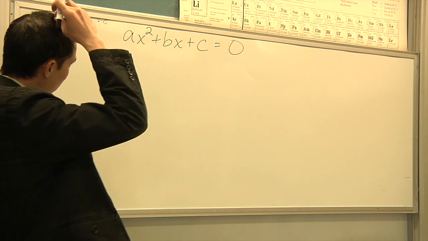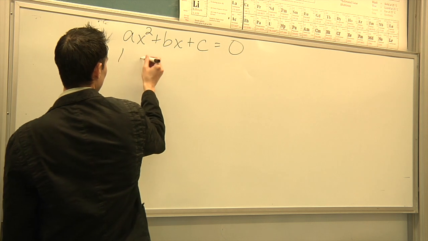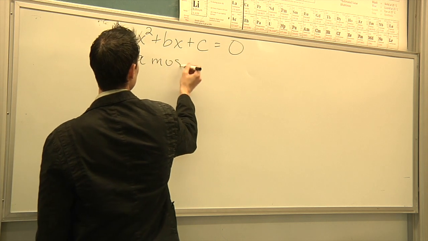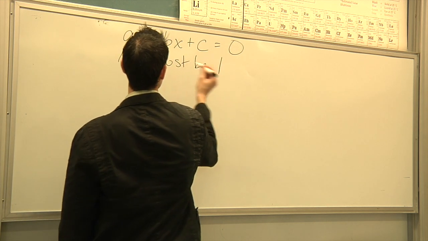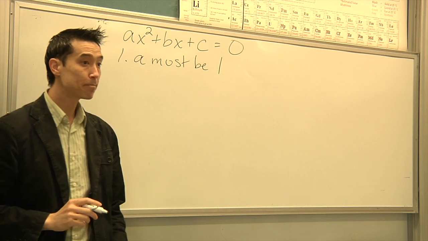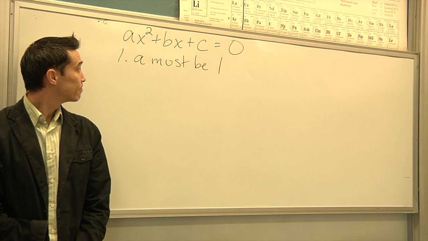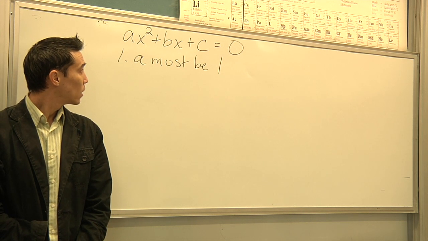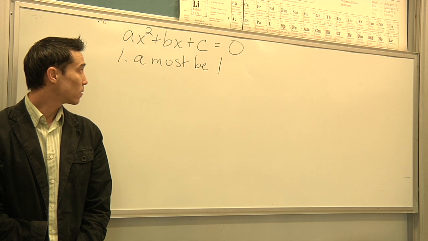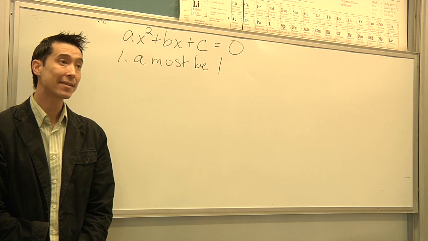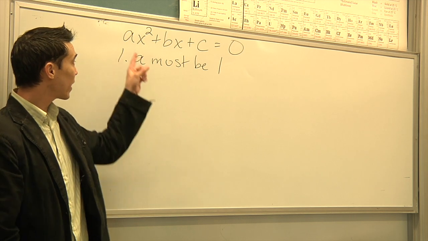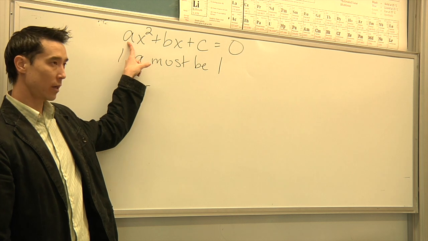Okay. Step number 1, a must be 1. Always? Yep. Okay, so that's quite a big first step. A has to be 1. Now, what if a was not 1? What if a was like 4 here?